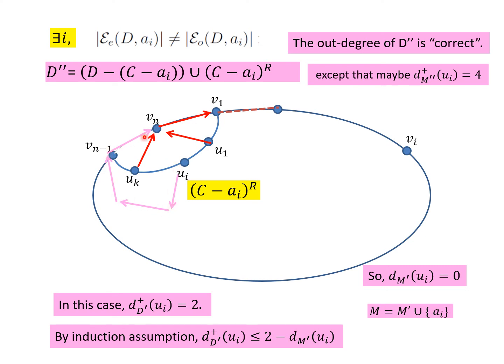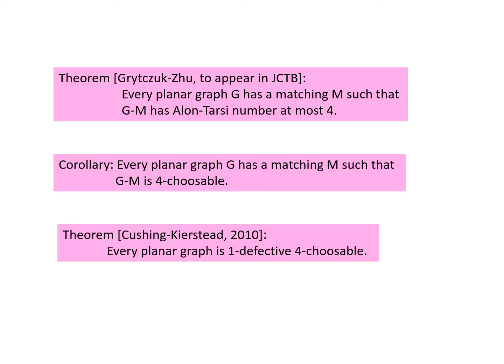And this is still an Alon Tarsi orientation because those arcs are not contained in any Eulerian subdiagram. So whether you remove it or not does not change the fact that it is an Alon Tarsi orientation. So this proves the theorem. Every planar graph has a matching M such that G minus M has Alon Tarsi number at most 4.